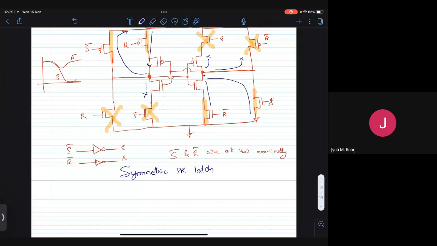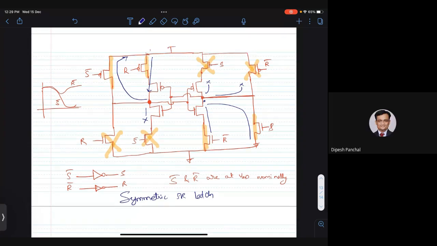What is this? Looks like a full bridge configuration. What is the full bridge configuration? Deepesh, I didn't understand what you're saying. What is a full bridge configuration? In our BTech level, whenever we have rectifier configurations, 4 diodes... No, I would refrain from drawing parallels between a rectifier and a digital circuit. This is a proper digital circuit. So just because the positions of the transistors are similar, let's not confuse ourselves.